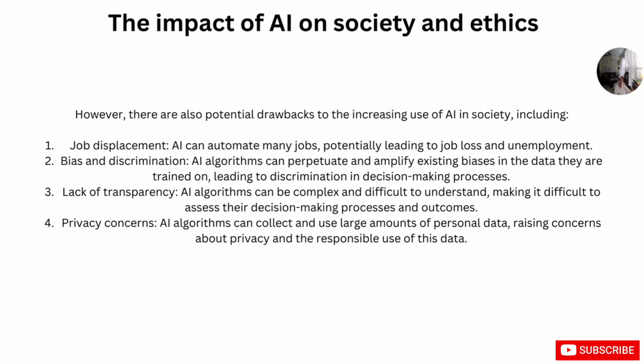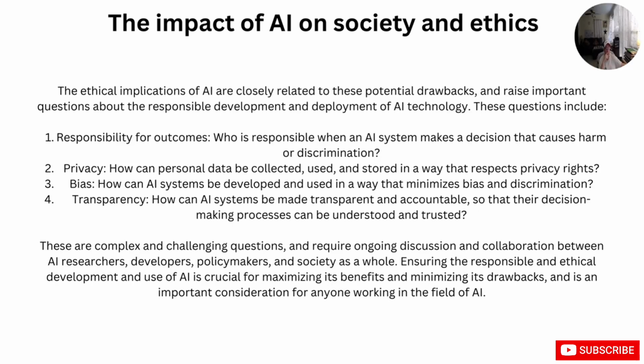Number four, privacy concerns. AI algorithms can collect and use large amounts of personal data, raising concerns about privacy and the responsible use of this data. The ethical implications of AI are closely related to these potential drawbacks and raise important questions about the responsible development and deployment of AI technology.